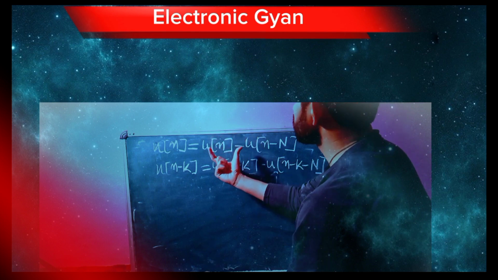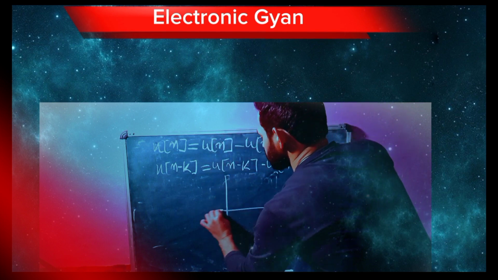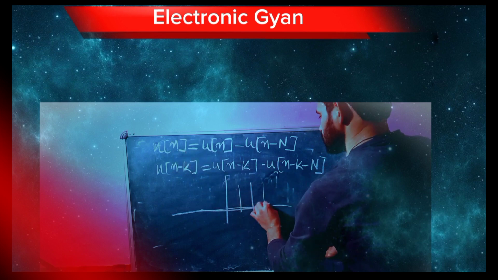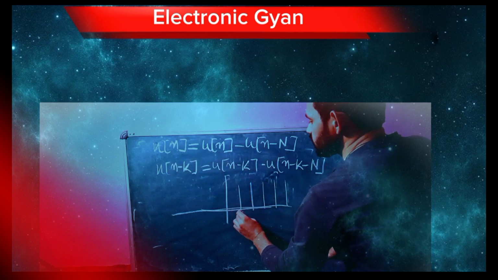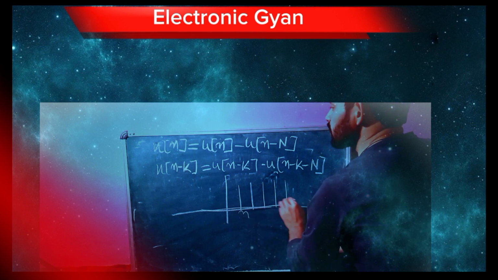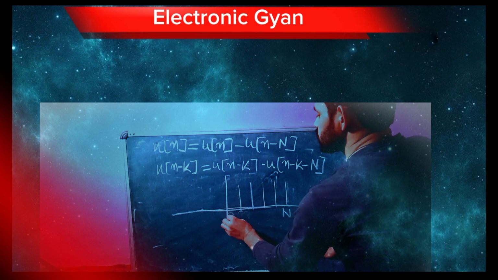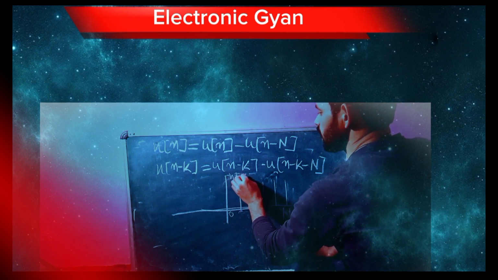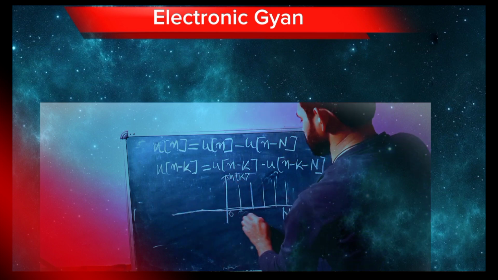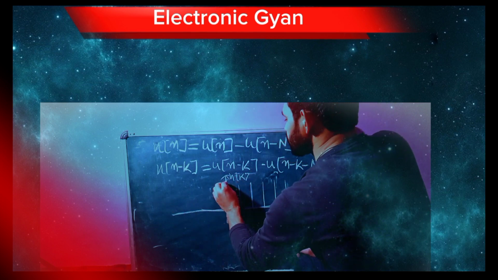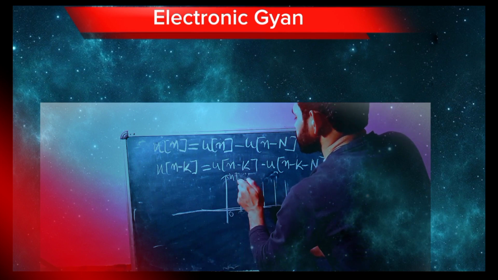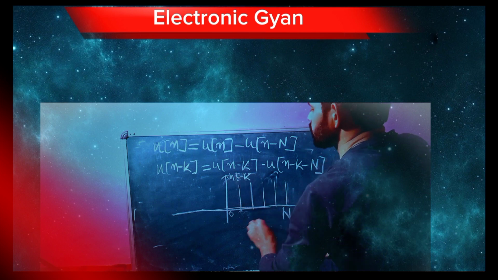First we have to plot this signal. The x of n signal is u of n, which ranges from 0 to capital N. So this is 0 to N, and this is my k axis. Just take x of k. Then reflect this signal. After reflection, what will we get here? Minus k.